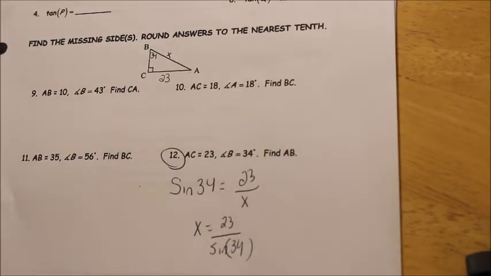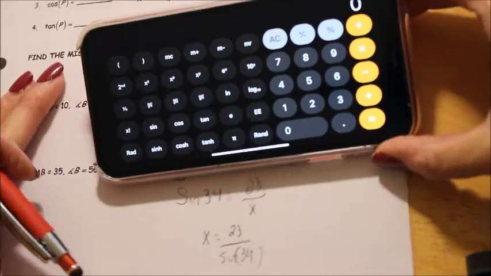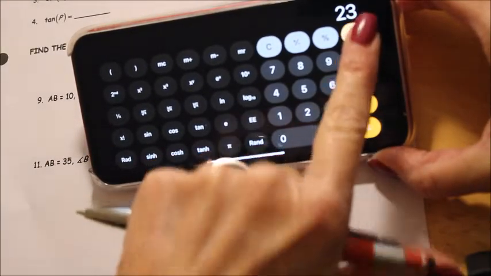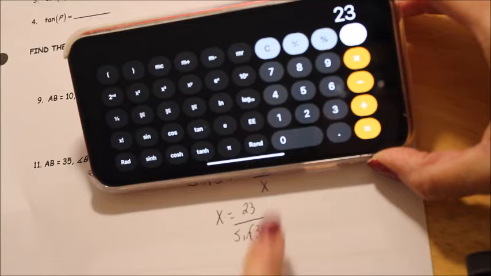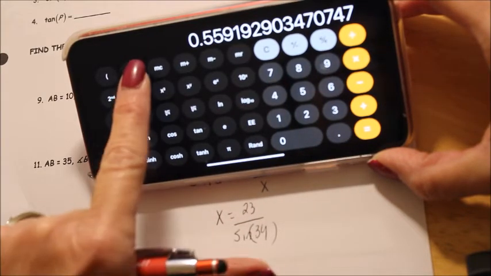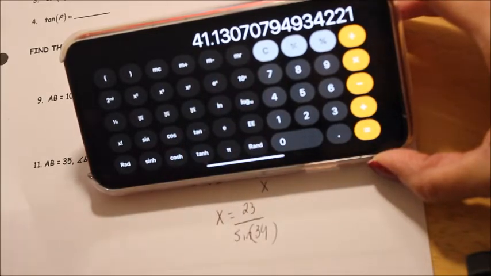So let me grab my calculator here. To calculate that, I'm going to take 23 and divide that by, and I'm going to use parentheses. Now remember, on my phone I have to hit the number first, so it's going to be 34 sine, and I'm going to close my parentheses and hit equals, and I get about 41.13.